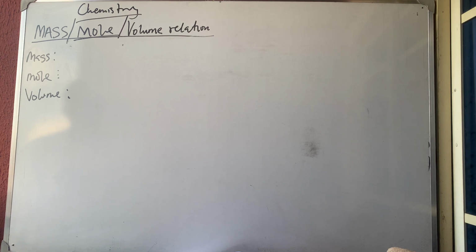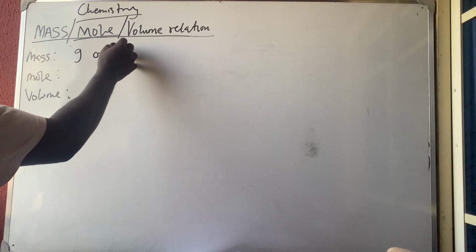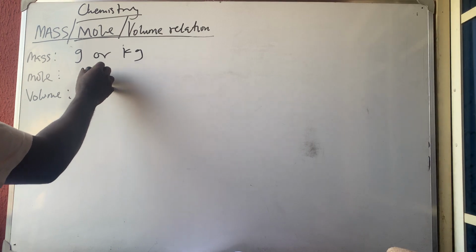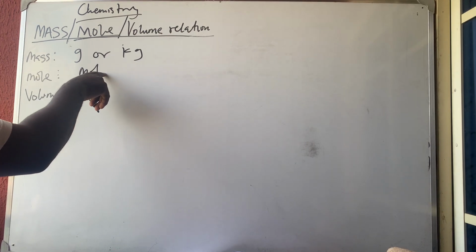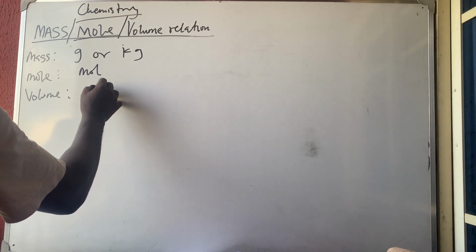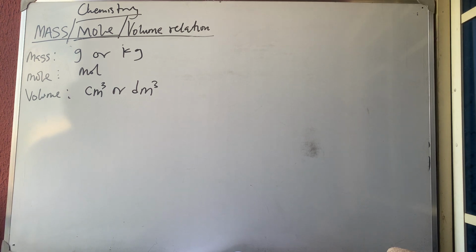So we are still in the third video in chemistry. We want to talk about mass, mole and volume, their relationship. Now all these things are still the amount of a substance. Mass is the amount of a substance, but it is measured in gram or kilogram. Mole is an amount of substance, measured in mole. Volume is the amount of substance, but it's measured in either cm cube or dm cube. So that is that. Now the question is, how do we get each of these?